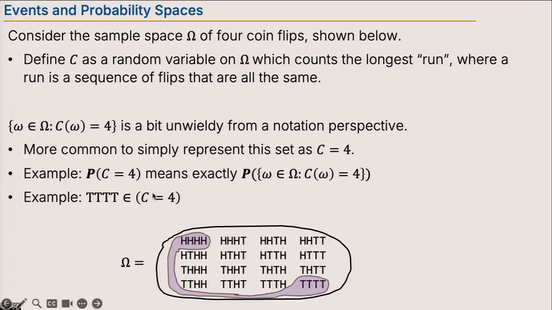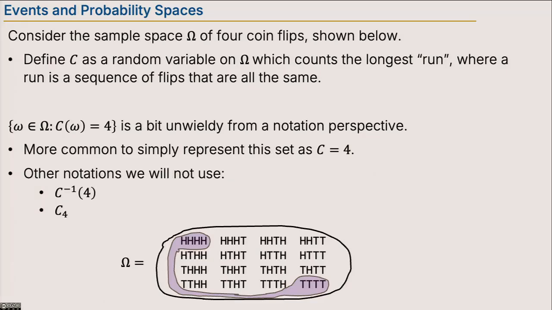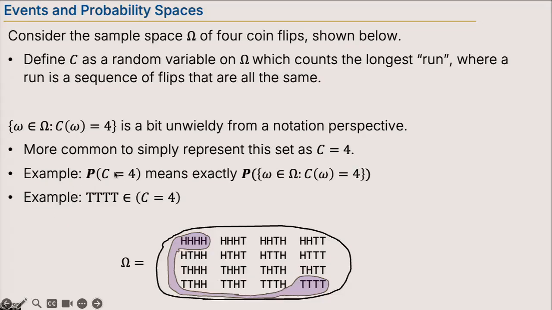And so anytime we're saying the probability of C equals 4, we're really saying the probability of the set of all omega in the sample space such that C of omega is 4. And this is just a shorthand. Okay. Now you could have other notations. You might see these elsewhere. I have seen this occasionally, a pre-image: this is one way to express all the items that map to 4, or you could say C sub 4. We're not going to use those. They're not in the notes, so I'm just going to stick with saying C equals 4.